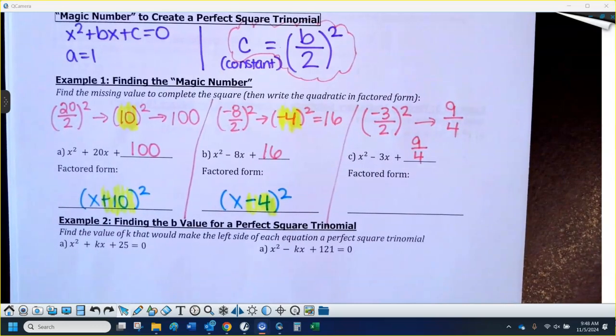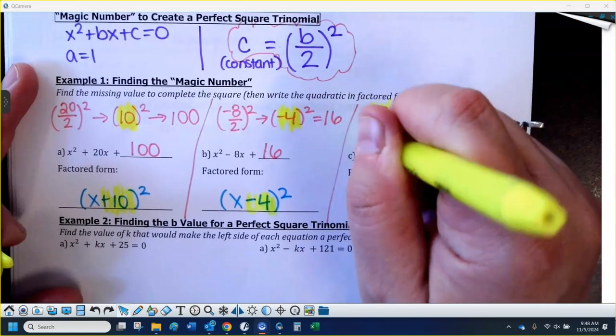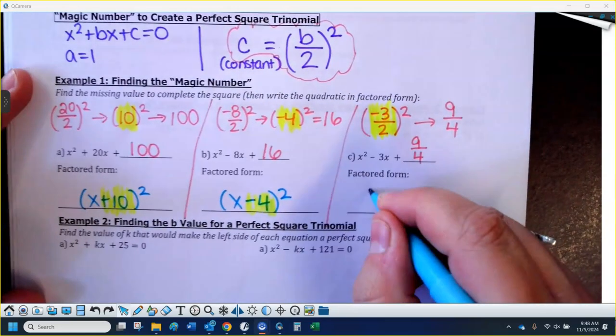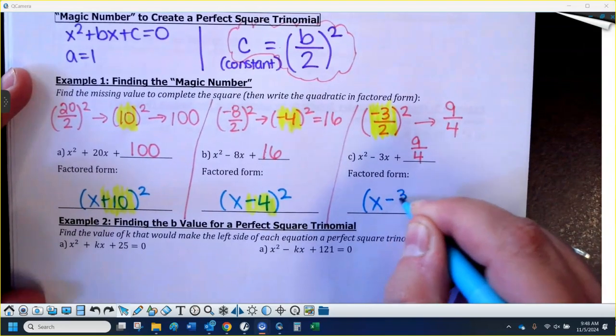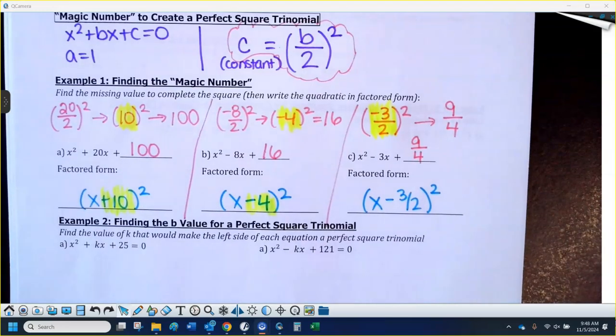I would add 9 over 4. Now, this is where what I told you is going to be really important. Whatever you square, I swear to you, will be in the factor. So the factored form of this would be x minus 3 over 2 squared. Whatever you square, that's going to be the factor.